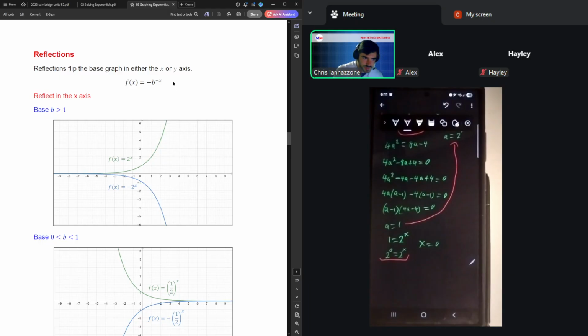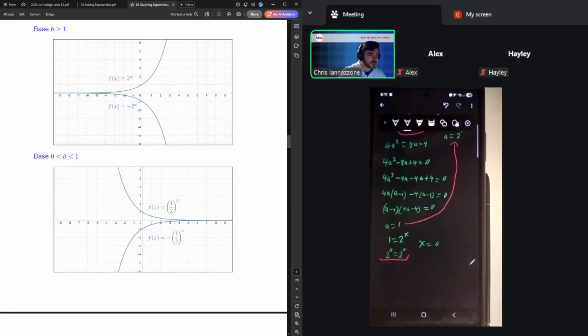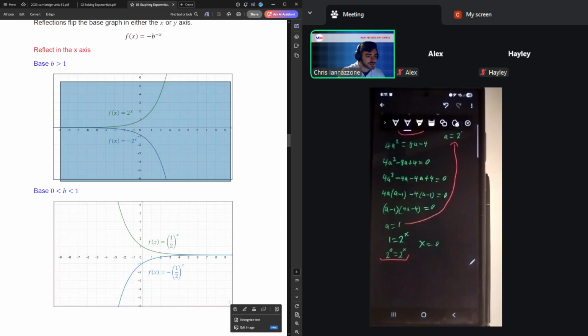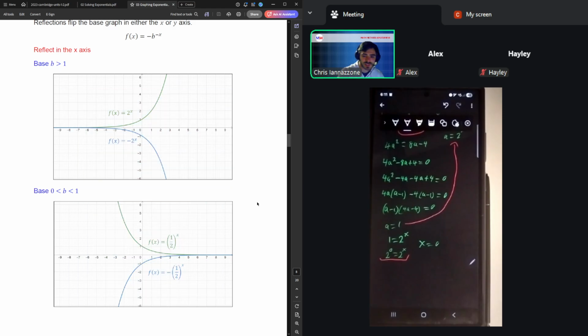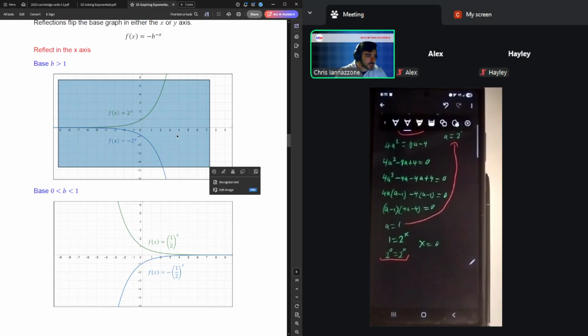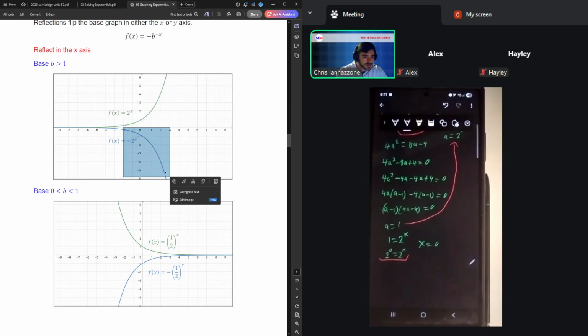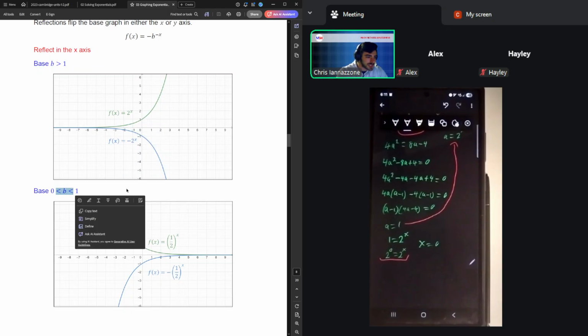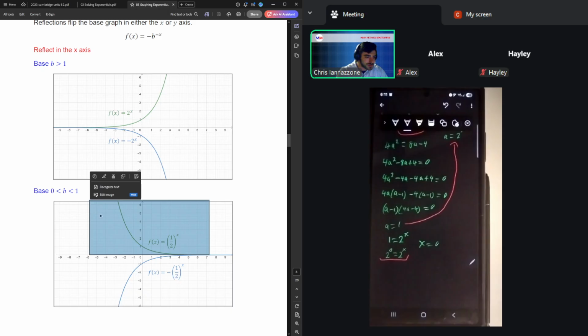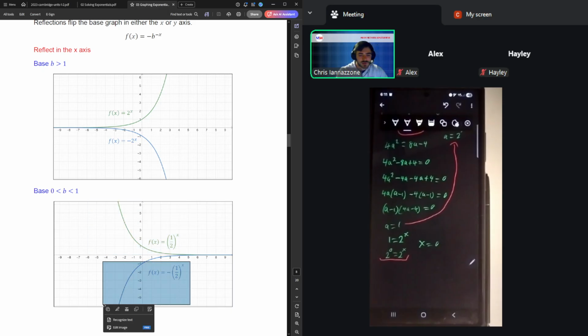Next up, reflections. Reflections work the same way as they have in all the other graphs, where the negative sign on the outside is going to flip vertically, and the negative sign on the x is going to flip horizontally. The problem now is that you've got two different types of graphs that could exist depending on what base you have. If you have a base bigger than 1 and you're trying to reflect in the x-axis, instead of it going up and to the right, it now goes down and to the right. If the base was between 0 and 1, your original graph would look like this, and so flipping downwards would now look like the blue line.